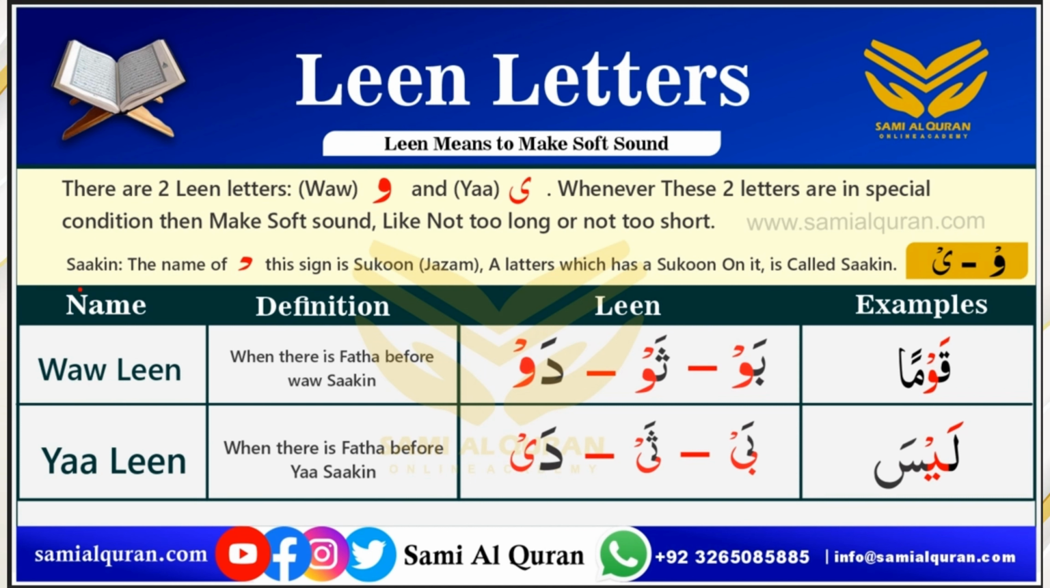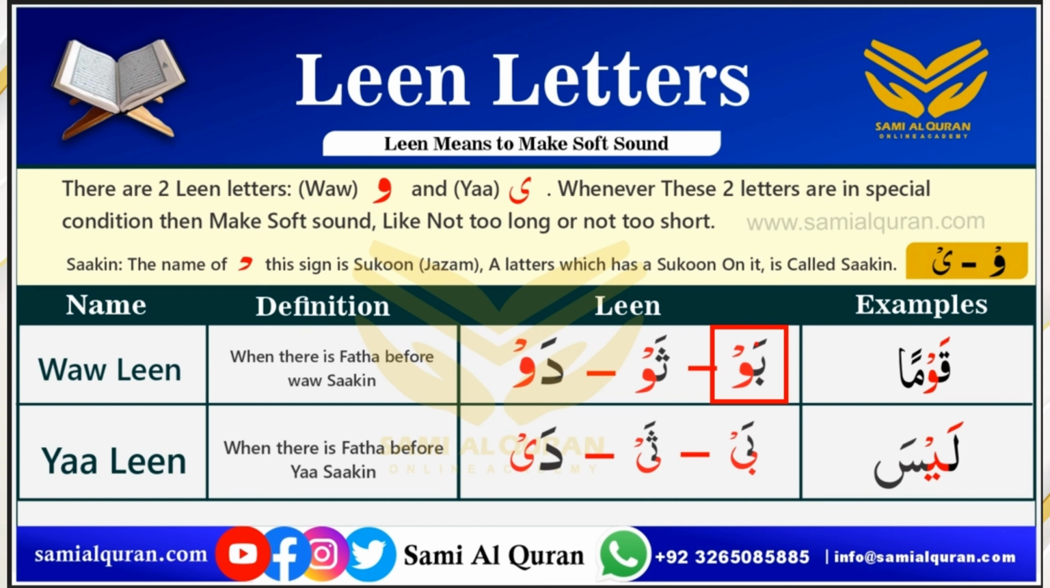So here I will explain you the waw leen and the ya leen. First we read what is waw leen. So what is waw leen? The definition of waw leen: when there is fatha before waw sakin, it is called waw leen. And here you can see the condition of waw leen. So this is waw and waw coming with the sukun sign. So this is waw sakin and before it coming fatha, so it is waw leen.